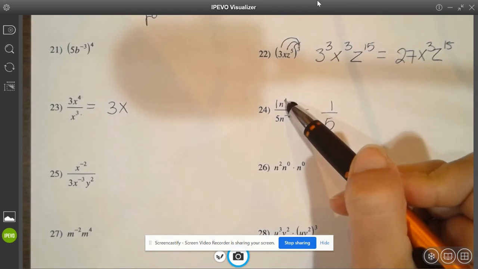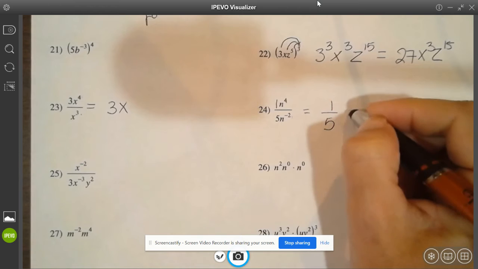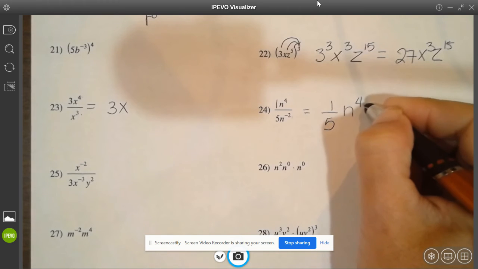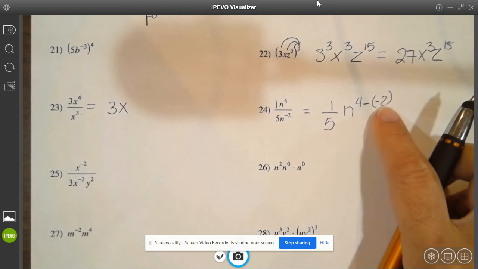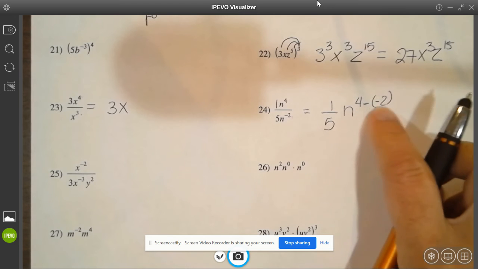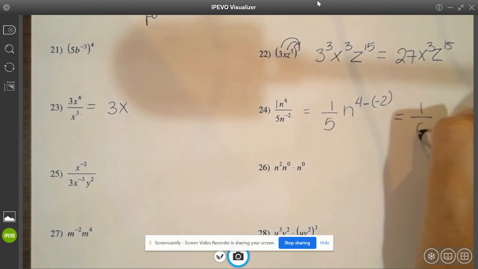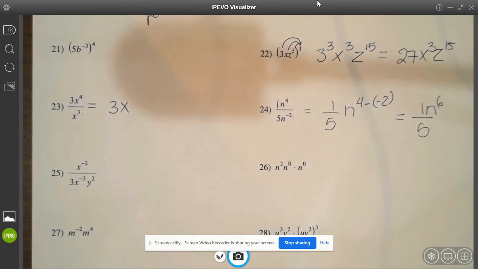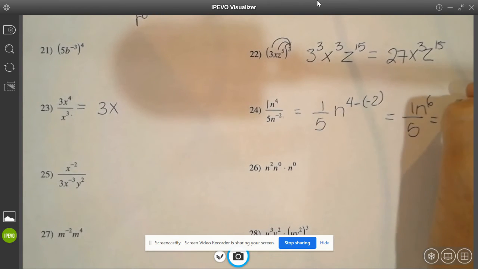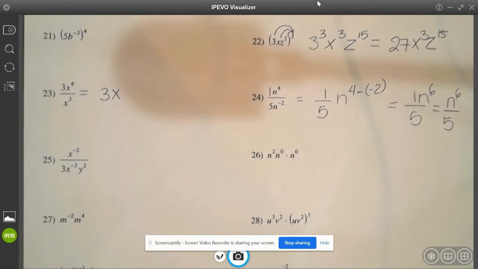And then you have 4 minus minus. So remember, n is 4 minus -2. Remember, you are subtracting, but it's a negative number. So what do you get here? You get a positive number. So that's 1 over 5, and the n goes on top because it's positive. Okay, or you can say n to the 6th power over 5. You don't have to put that one. All right.